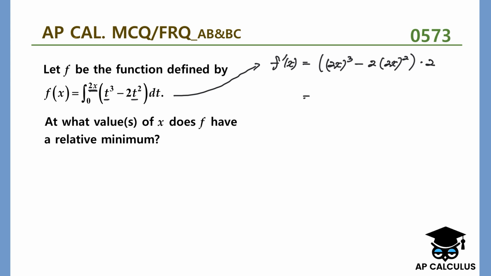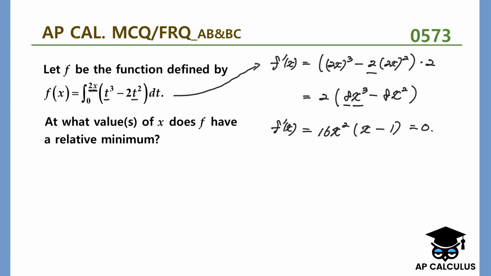So let's simplify this. We have 2 cubed, that's 8, x cubed, minus 2 times 2 squared, that's 8x squared. Let's factor out 8x squared. So that's going to be 16x squared times (x minus 1), right? That's f prime of x, and set that equal to 0. Then our critical points are x equals 0 and 1, right? And we're going to perform the first derivative test.